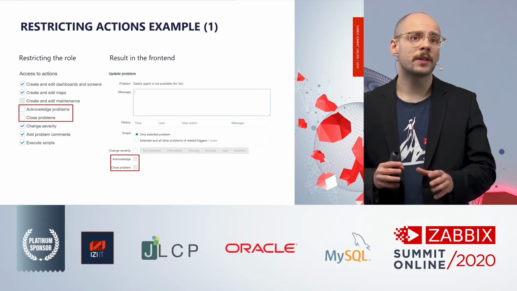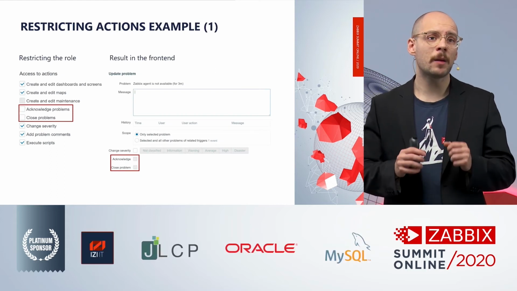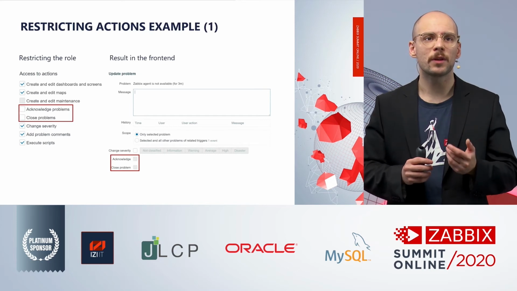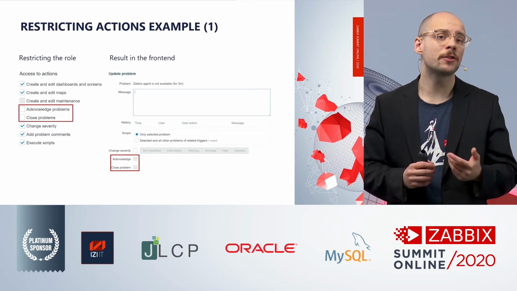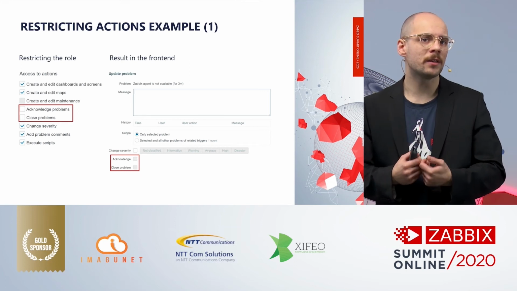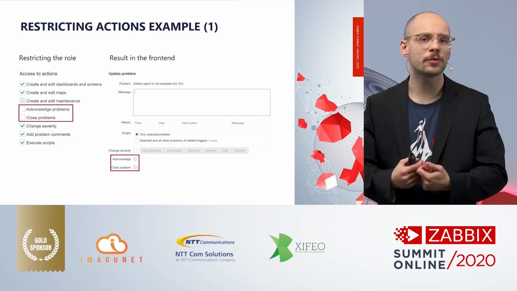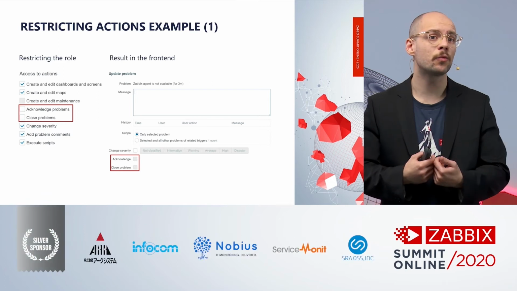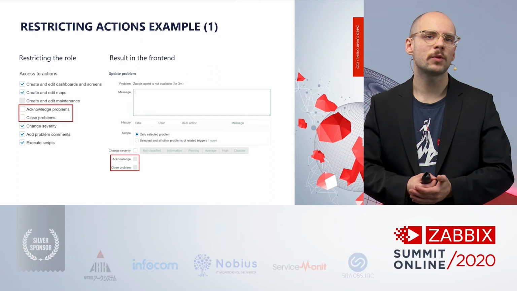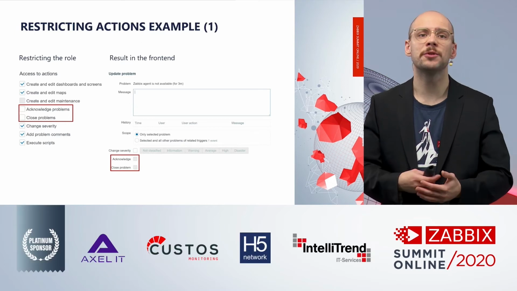Next up, restricting actions. We have an example. Let's say we want to restrict the role for acknowledging and closing problems. So we can do just that. And then in the front end, the acknowledgement and closing of problems will be grayed out. We won't be able to actually do that. Quite self-explanatory. It's grayed out. You don't have access to it.